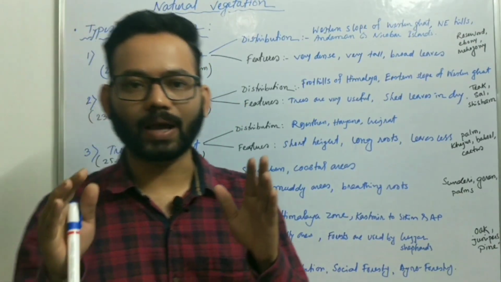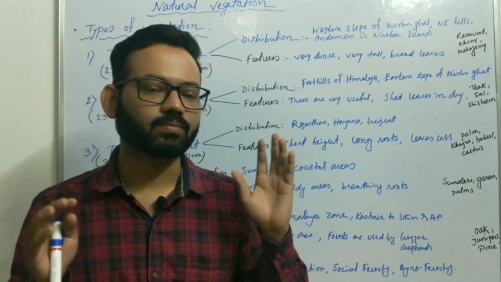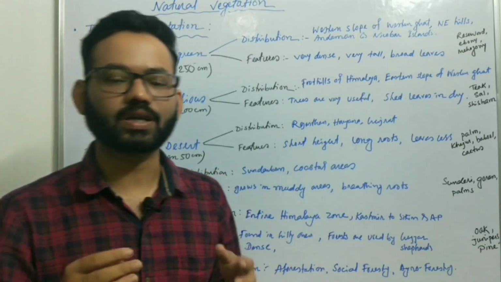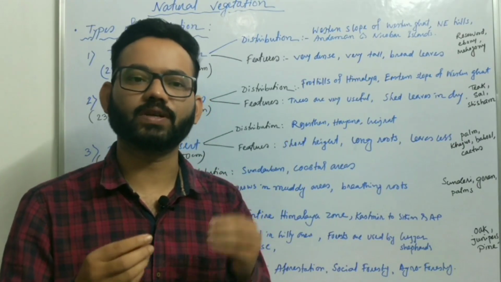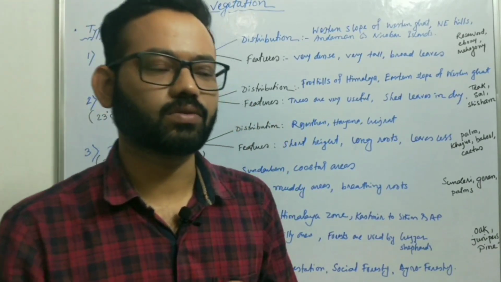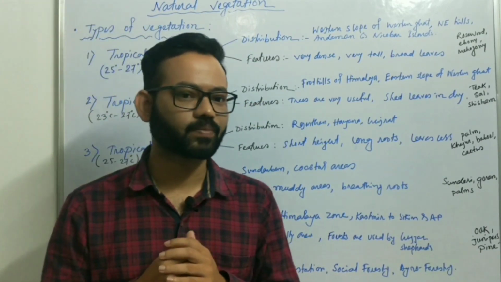So these are the five types of natural vegetation found in India, and these are the climate, the annual rainfall, the areas and the characteristics, and also some special examples of trees we saw in that chapter. Let's talk about some other important facts mentioned in the chapter.